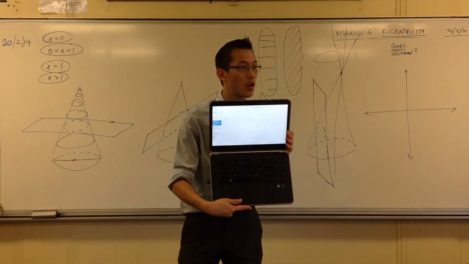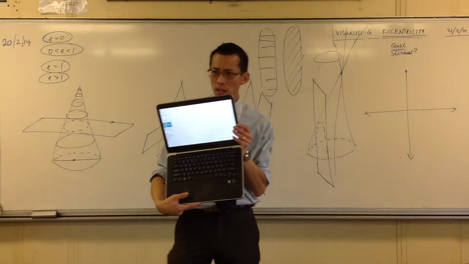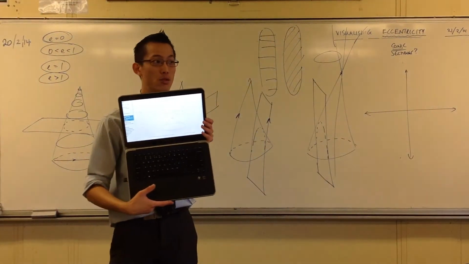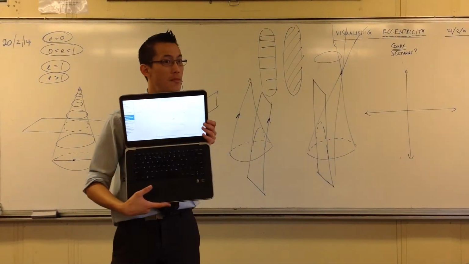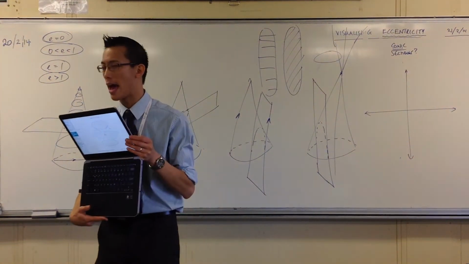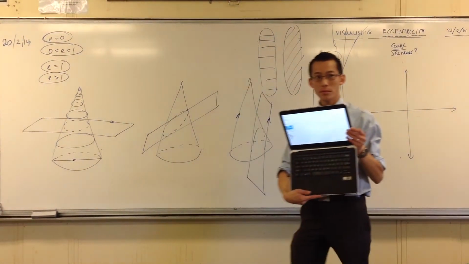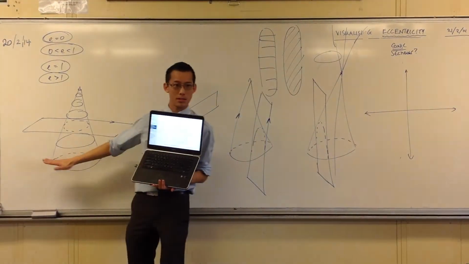Can you see it? So there's the double cone. Now, have a look at what's there right now. You can see there's a little red shape. What is that? That's a circle, because what kind of plane do I have? Which one of these is it? It's parallel to the base, isn't it? So this is our first case.